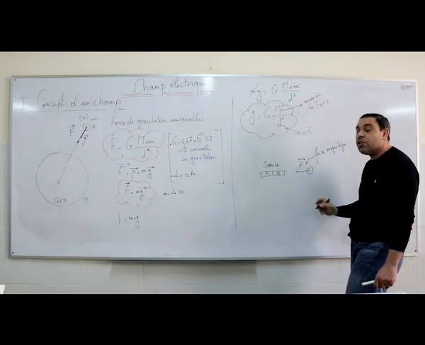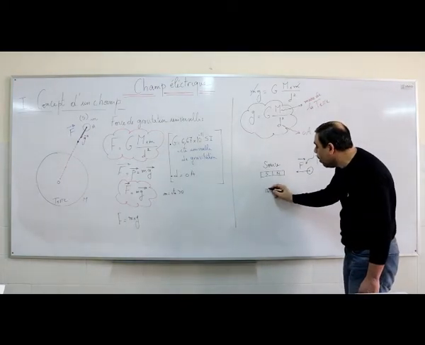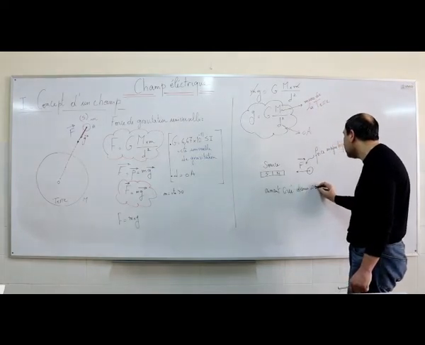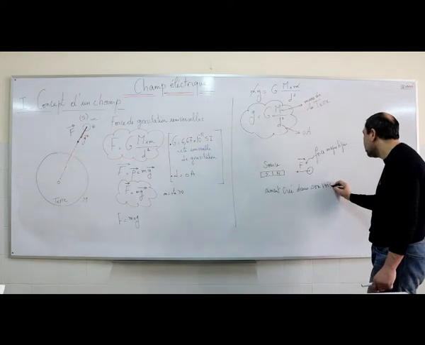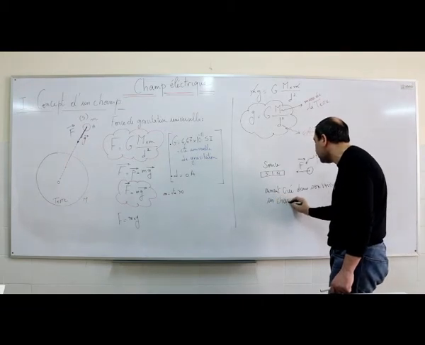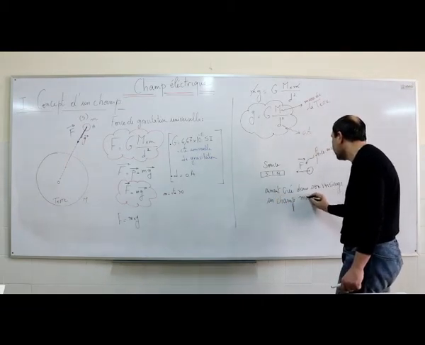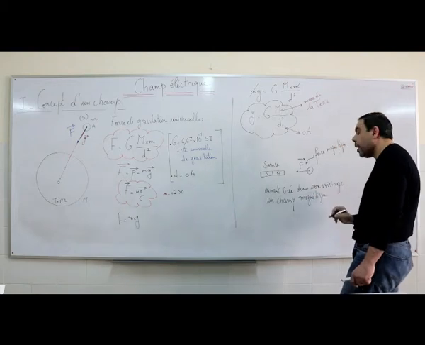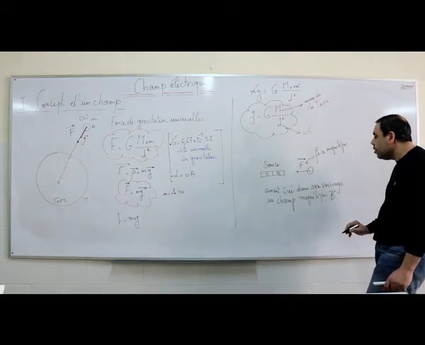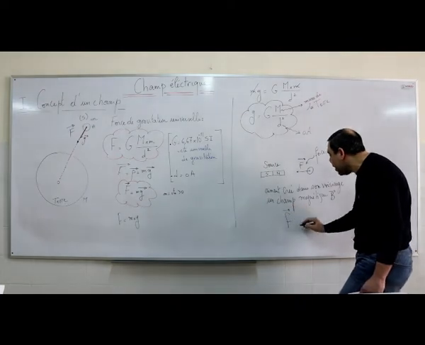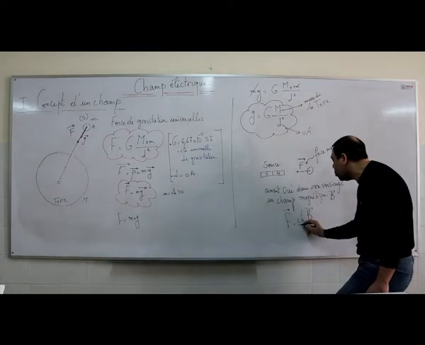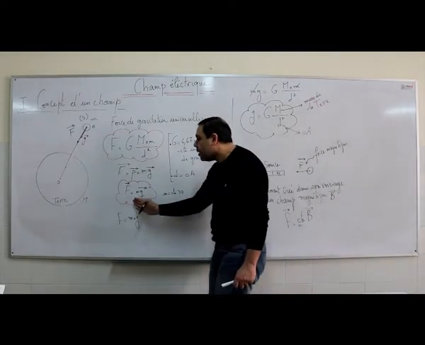Then the magnet creates in its vicinity a certain field that we call the magnetic field. The magnet creates in its vicinity a magnetic field, we denote it as B vector, where F and the magnetic field are proportional as in this formula.